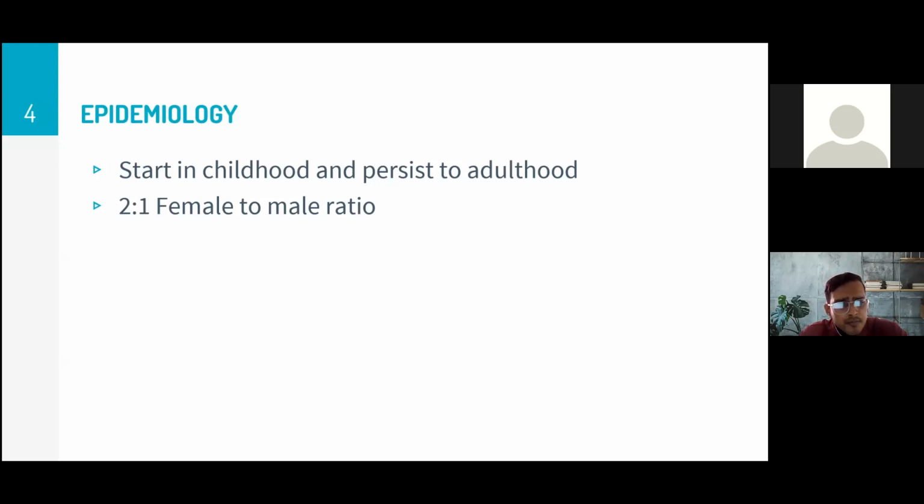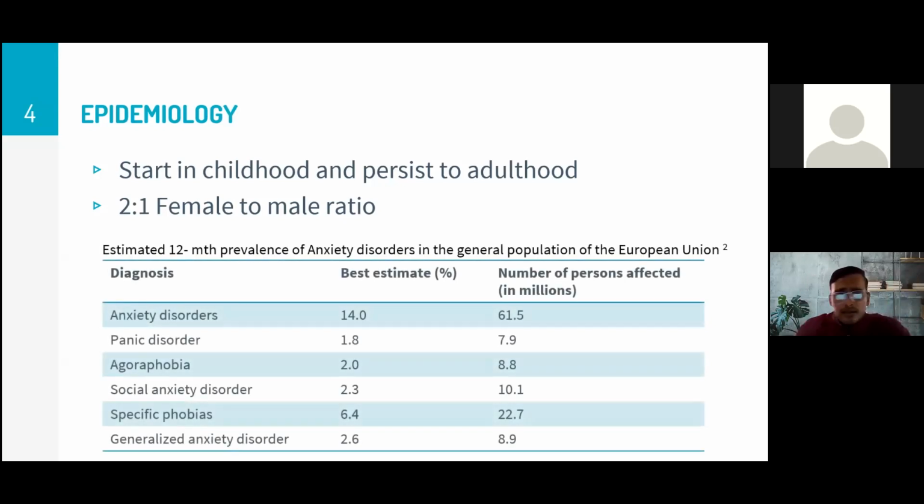Coming to the epidemiology, usually anxiety disorders start in childhood and persist to adulthood, with female predisposition, a 2:1 ratio of more in females than in males. This table is from Oxford Handbook of Psychiatry. It gives the estimated 12 month prevalence of anxiety disorders in the general population of the European Union. As you can see in the table, about 14% of the general population are estimated to have anxiety disorders in a year, which is about 61.5 million people, which is a lot, and so on for different anxiety disorders thereafter.